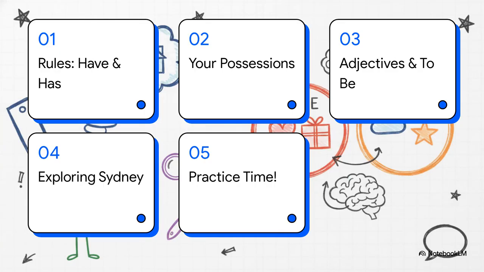All right, here is our roadmap for today. Number 1, the basic rules for have and has. Number 2, describing your possessions. Number 3, using adjectives with the verb to be. 4, a quick trip to explore Sydney. And 5, a little practice time to lock it all in.